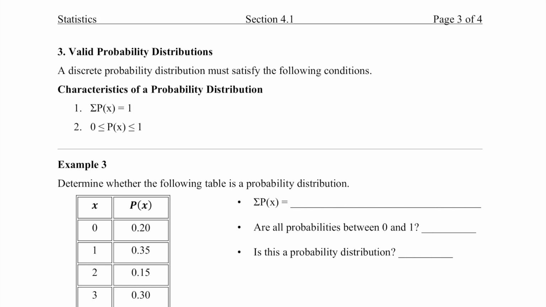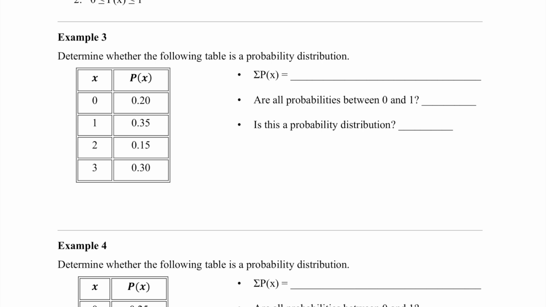The second condition is that every probability must be between 0 and 1, inclusive. This means probability cannot be negative and cannot be greater than 1. Whenever you're checking a probability distribution, always verify both conditions. Let's look at an example.